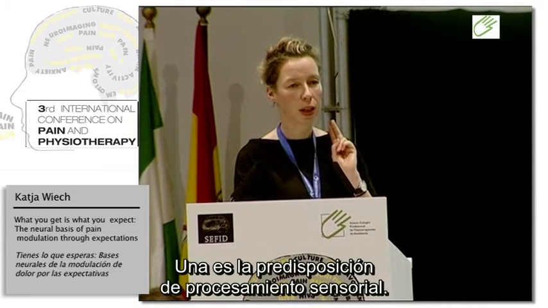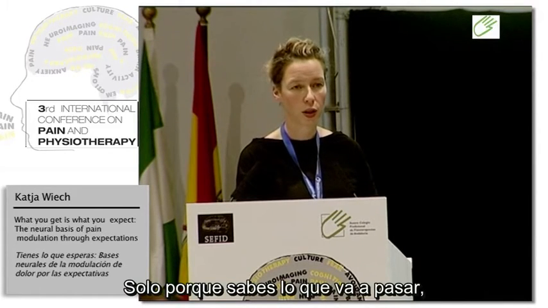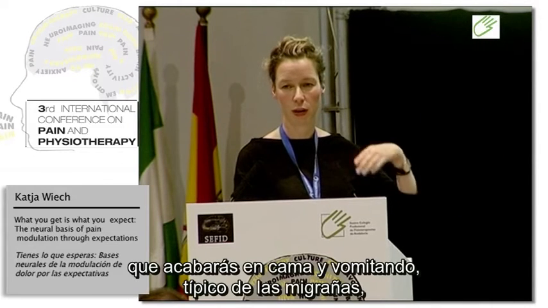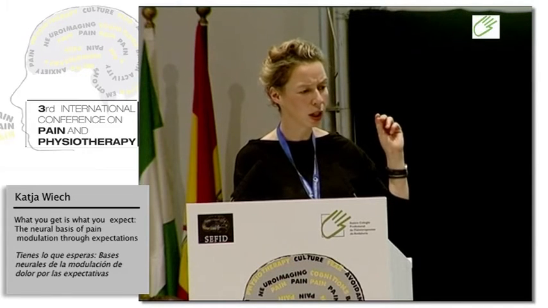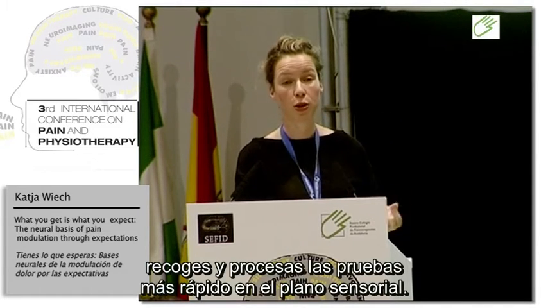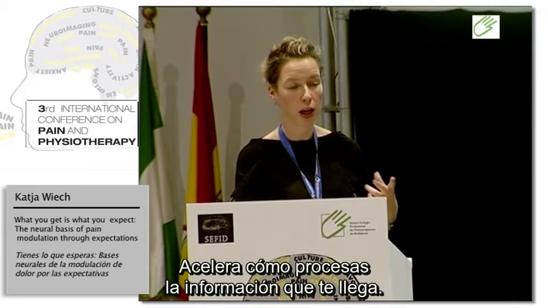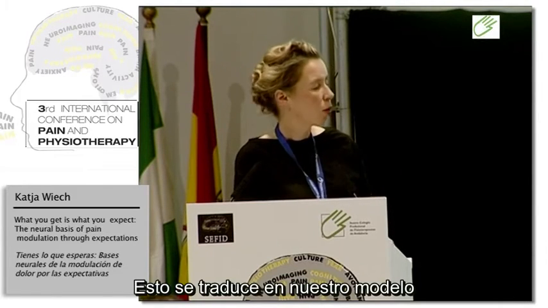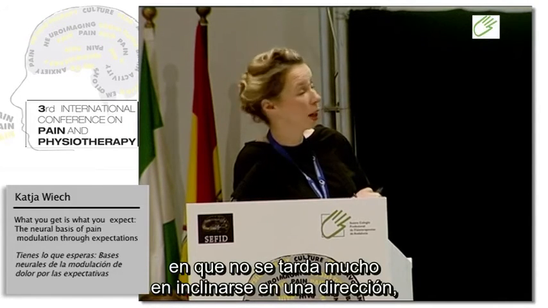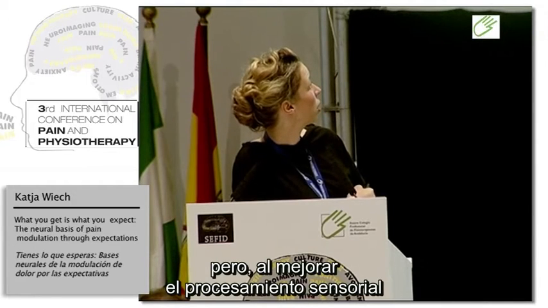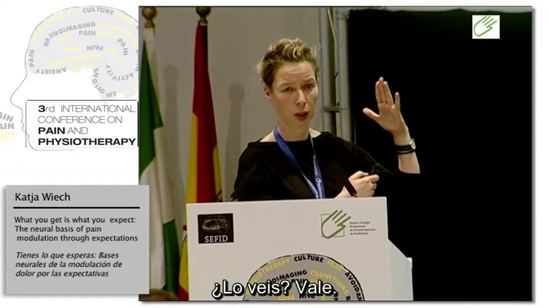One is a type that is called bias in sensory processing. So simply because you know how the whole story goes and that you will end up in bed throwing up, the classical migraine, you collect the evidence and process evidence faster on a sensory level. Okay, so that will really speed up the way you process incoming information. The way that translates into our model is you don't need that much time to wiggle up to that line, but with the improved sensory processing, you need less time because your slope is a bit steeper. Does that make sense? Okay.